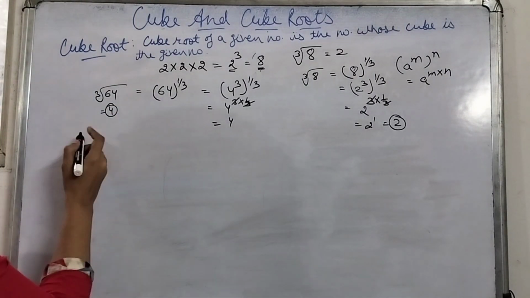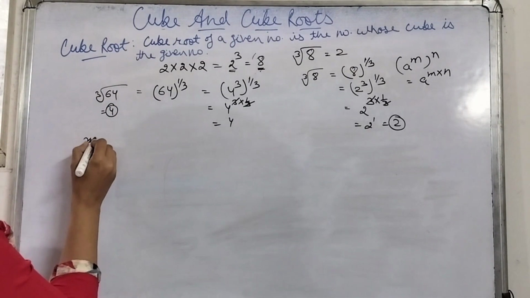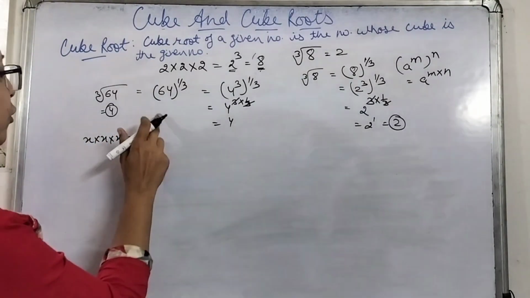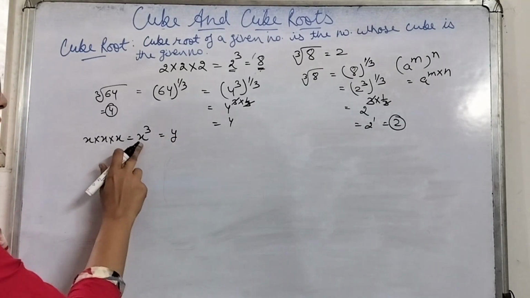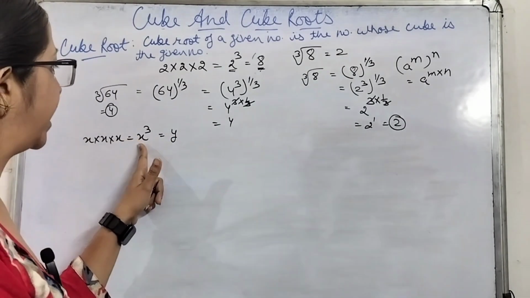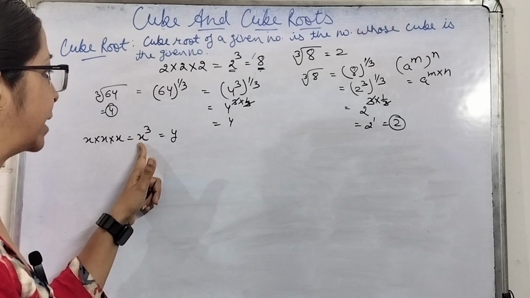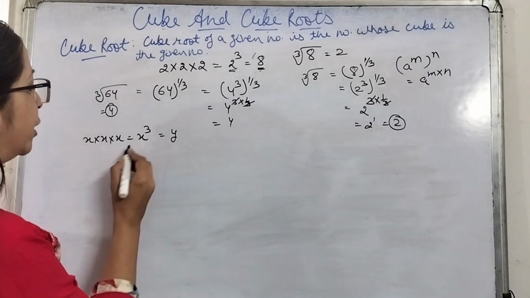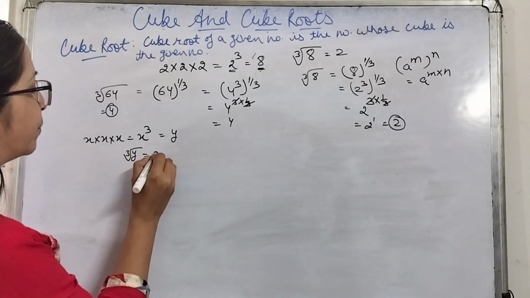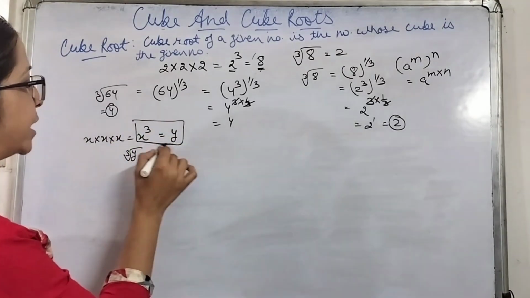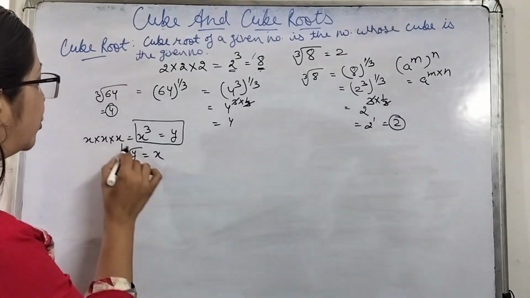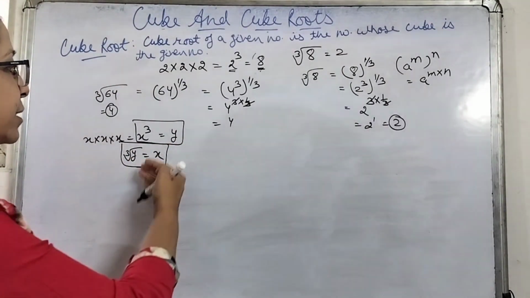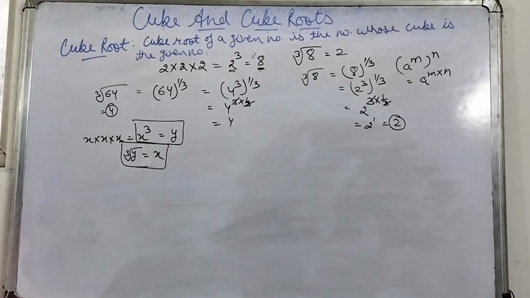So if I multiply x 3 times, then we get x cube, and suppose the value of x cube is y. That means x multiplied by x multiplied by x. If we multiply x 3 times, then we get the value y. Then what will the cube root be? The cube root of y will be your x. If x cube is equivalent to y, then the cube root of y will be your x. This is how we can understand the relation between cubes and cube roots.